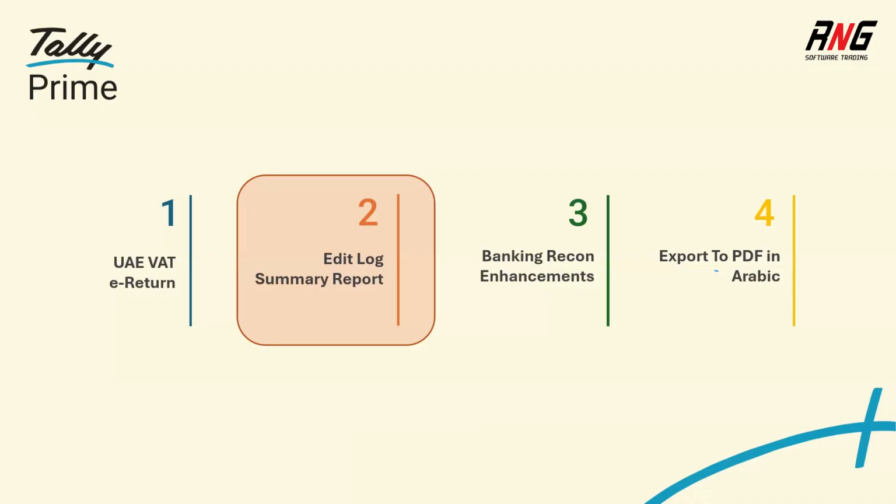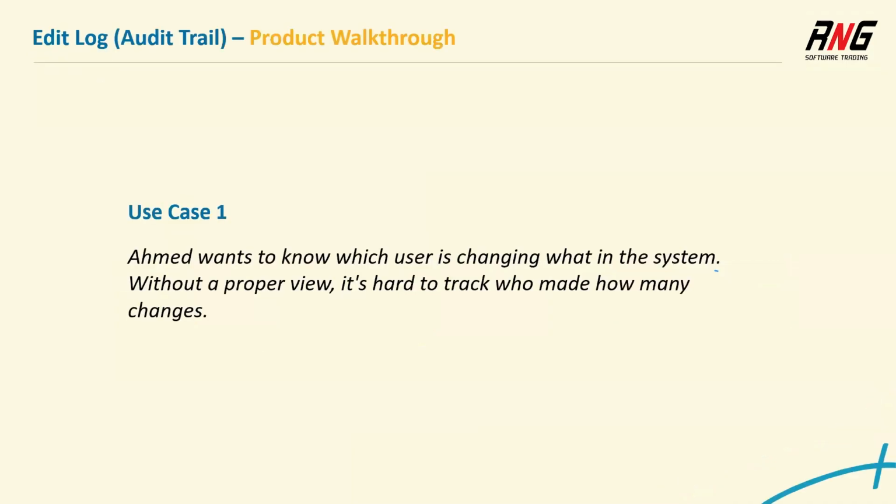So, as a company, as an owner, you need to have complete control over your data, right? You need to know who edited, at what time, what is the reason that he edited, how many times he has edited a particular voucher, how many times he has done a deletion. You need to have complete control of all these things. This is where the edit log summary report will come in.